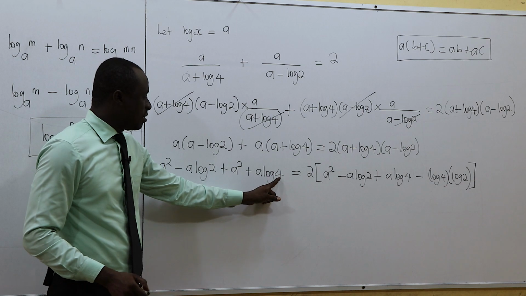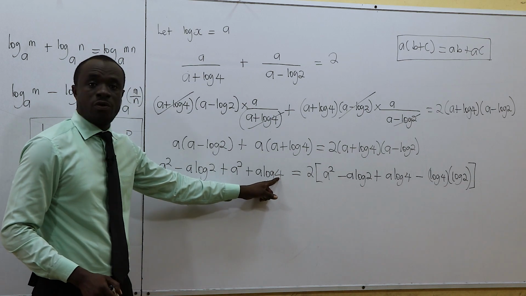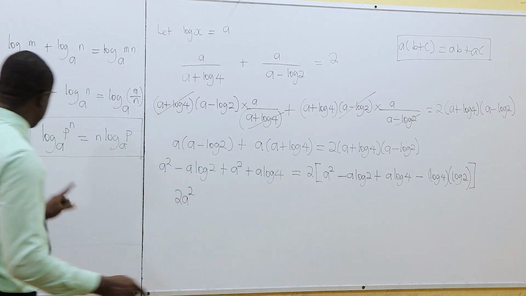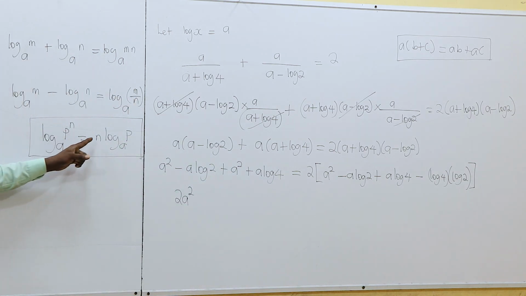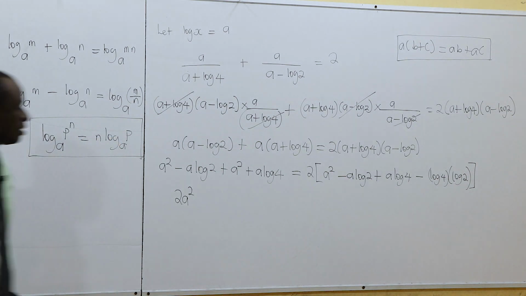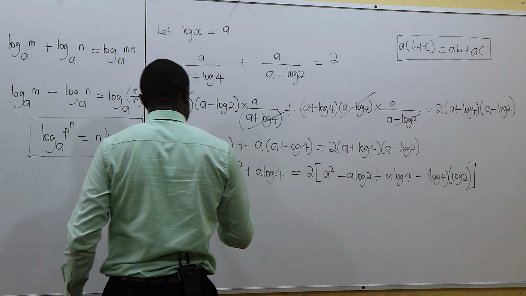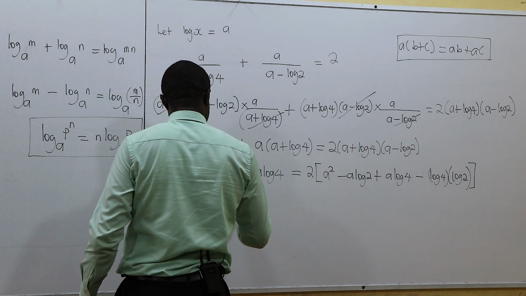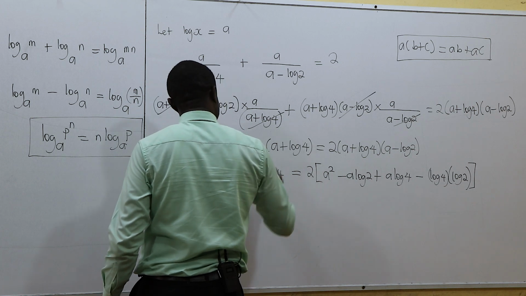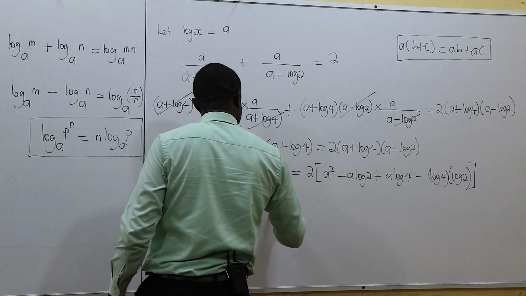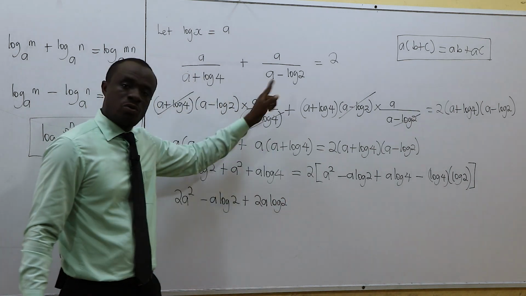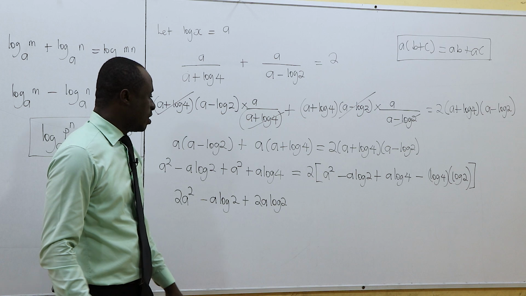Now can you see we have here log 4? We can change log 4 to log 2 by applying the third rule. The third rule says if you have log a of p to the power n, the n can come down, so you have n log a p. So we can say negative a log 2 plus, now 4 is the same as 2 squared, so log 4 is log 2 squared, and the 2 comes down. We have something like this.